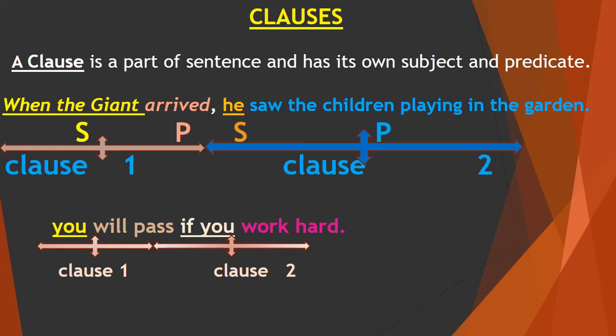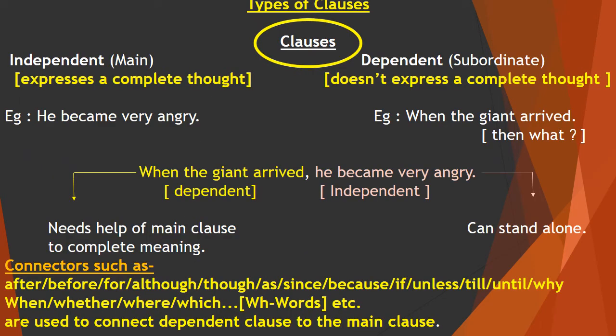Thus we come to know there are different clauses. To know more about it, see the next slide. A clause that has a subject and a predicate and makes complete sense is called a main or an independent clause. Example, he became very angry. You can see it gives a complete thought.